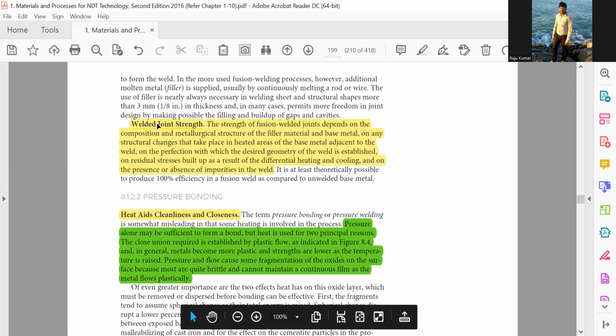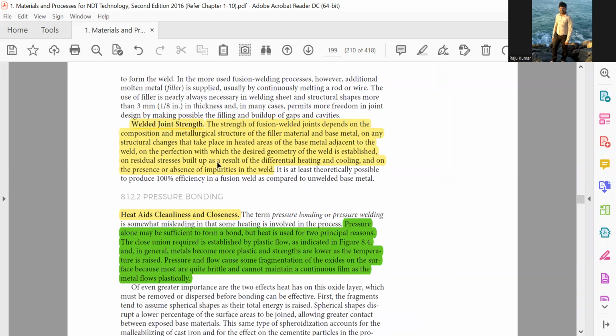Welded joint strength. The strength of fusion welded joints depends on the composition and metallurgical structure of the filler metal and base metal, and on structural changes that take place in the heated areas of the base metal adjacent to the weld, on the perfection with which the desired geometry of the weld is established, on residual stresses built up as a result of differential heating and cooling, and on the presence or absence of impurities in the weld.